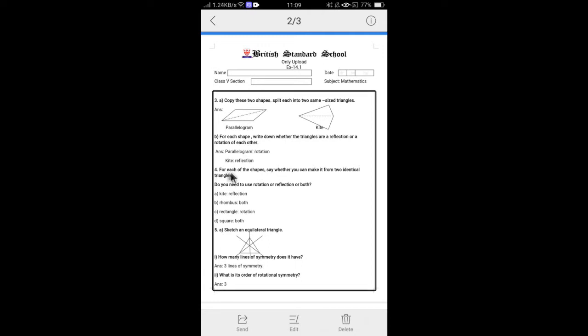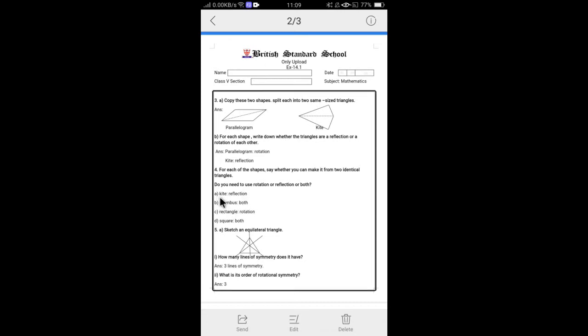Question number 4: for each of these shapes, say whether you can make it from two identical triangles. Whatever shape names they are telling you, you have to think about it in your mind, or you can draw it on the side. Then you have to work out whether you need rotation or reflection or both of them. Some of the shapes have both. We all know that those shapes are regular shapes, where all the sides are equal. That works for both of them.